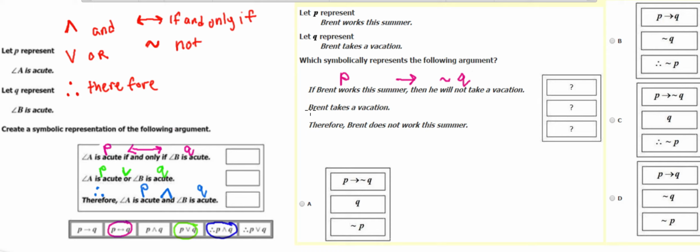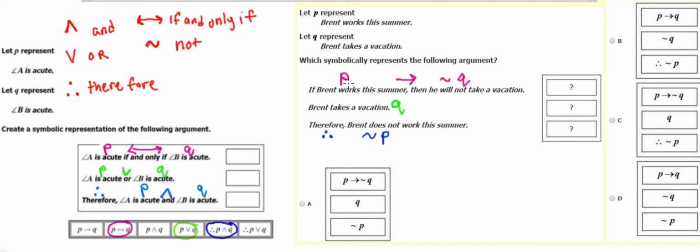Second statement, Brent takes a vacation. That's just represented by Q right here. So I'll say this is Q. And the last part, therefore, Brent does not work this summer. Therefore, 1, 2, 3 dots. Brent does not work this summer. Working this summer is P. So if he does not work this summer, I have not P.